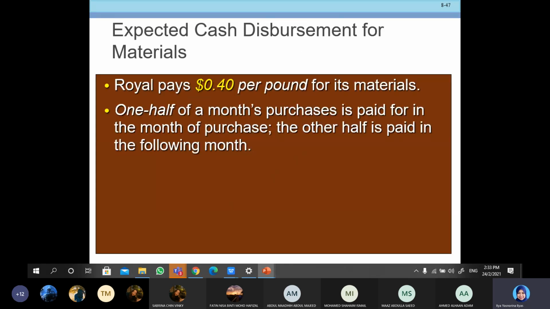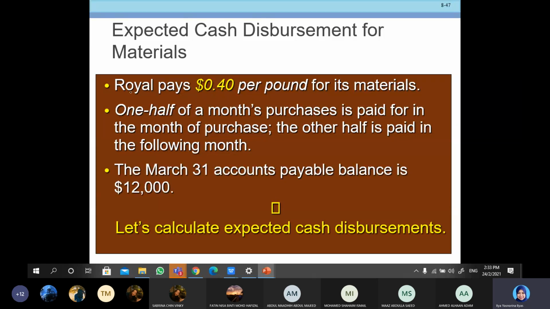We want to identify how much cash we have. Royal pays 40 cents per pound for each material. One half of the month's purchase is paid for in the month of purchase, and the other half will be paid the following month. Same if we buy from another supplier and that supplier also gives us that term: half you pay this month, next month you pay the other half. So this is the term that we need to comply with. Then the March 31st accounts payable balance is 12,000.